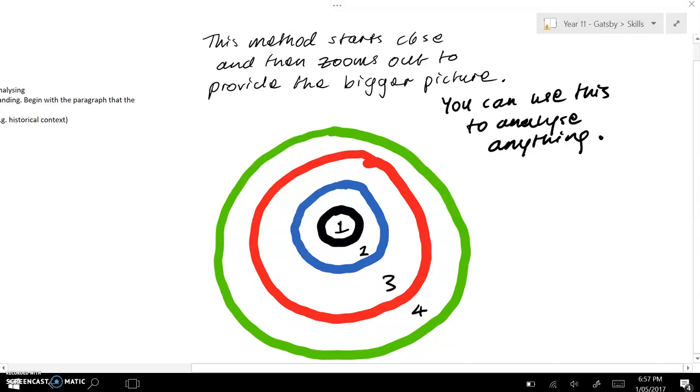So this is the first video of 2. In this one I've tried to just explain the concept. In the second video I'm going to try and apply it to a passage in the text we're studying, The Great Gatsby.